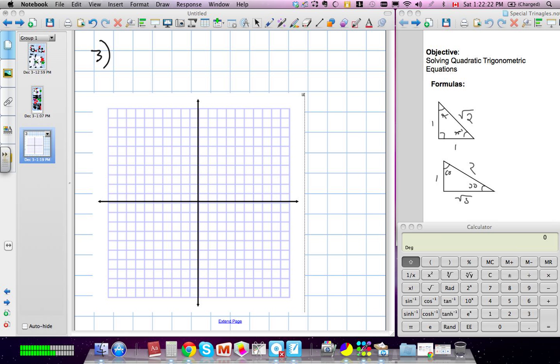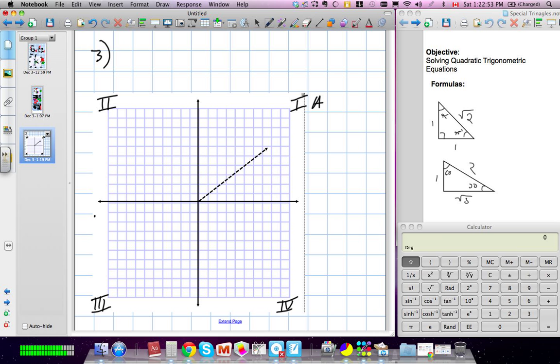Question 3 says, draw each angle in standard position, then using special triangles required, determine the exact value of the trig ratio. Standard position means they want us to put an angle like this, any acute angle in this position here. So they're talking about the first quadrant, Quadrant 1. How do you know it's the first quadrant?